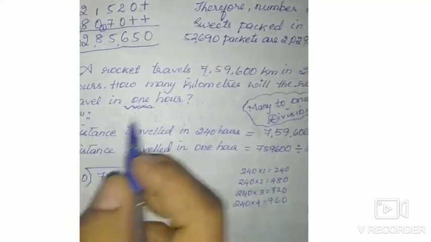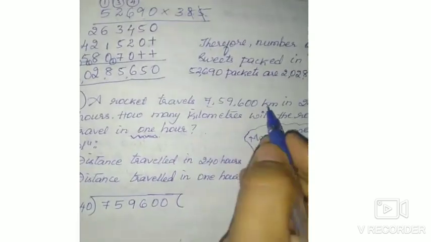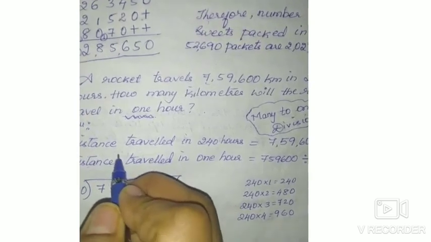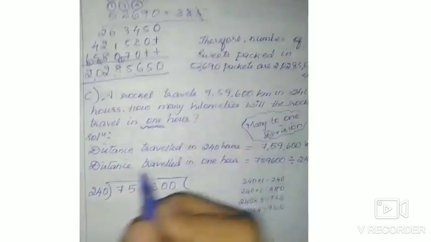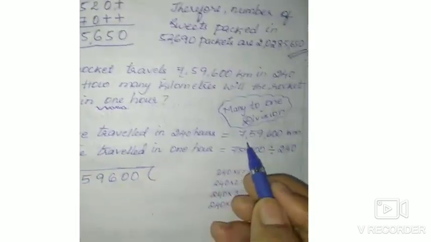So here a rocket travels, that is in kilometers. So here that is in length. So here we have to write the distance traveled. You have to start with distance because it has covered in kilometers. So distance traveled in 240 hours is how many distance?